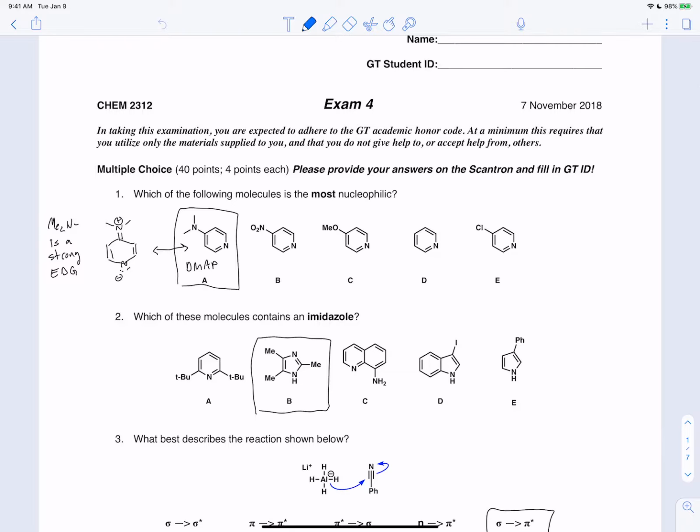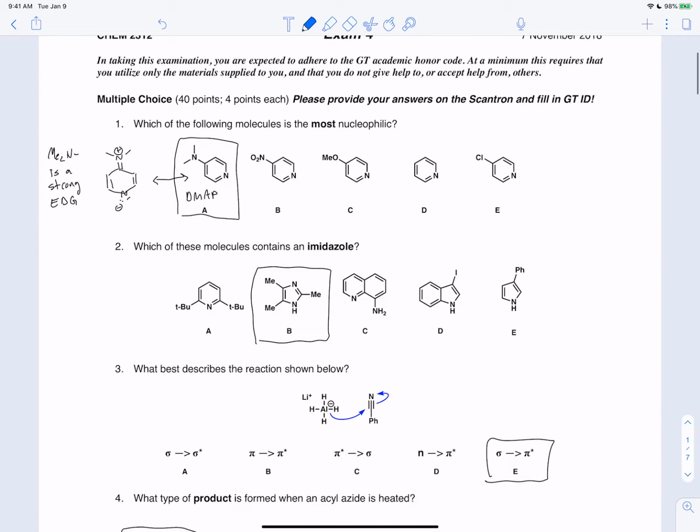Okay, now we're going to go through practice exam 4. I posted these solutions online to Canvas, and now I'm just going to talk through some of the answers and explain why the answers are correct.